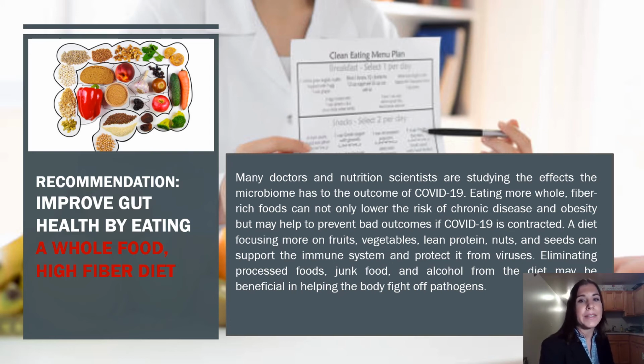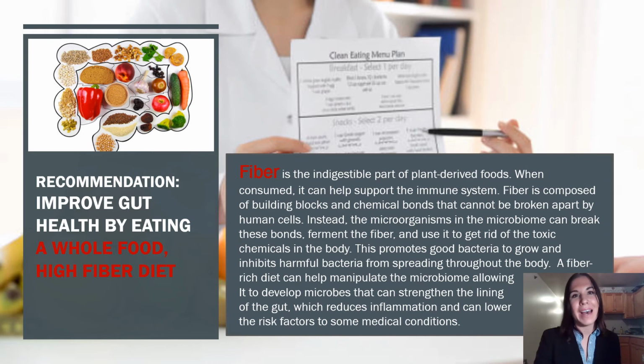A diet focusing more on fruits, vegetables, lean proteins, nuts, and seeds can support the immune system and protect against different viruses. Eliminating processed foods, junk food, and alcohol from the diet may be beneficial in helping the body fight off pathogens. Fiber is the indigestible part of a plant-derived food. When consumed, it can help support the immune system.